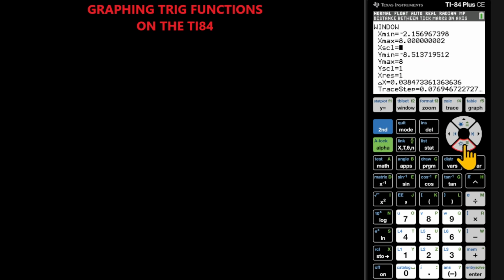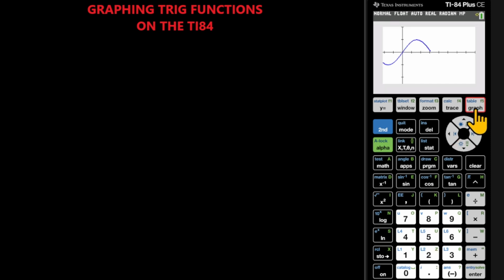So now I'm going to come down, since my sine of X graph is only going to go from +1 to -1, we'll change this scale so it's -2 and +2. So my Y max will be 2, and then I push graph, and you can see it's greatly zoomed in.